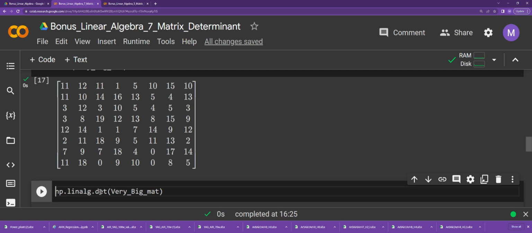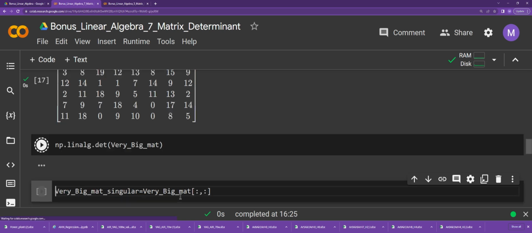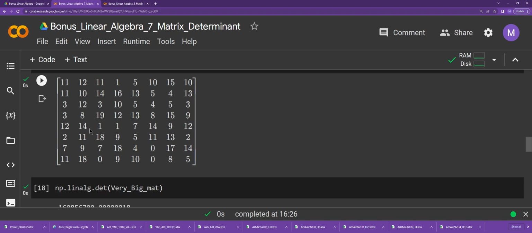So np.linalg.det of the very big matrix. And if I run that, right away I will get the determinant out in split seconds, for something that could have taken you maybe a whole day and a lot of headache to calculate.